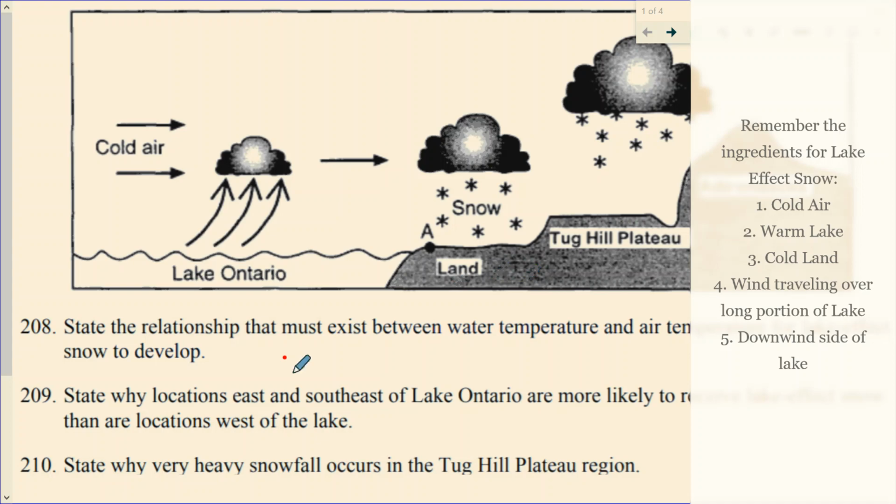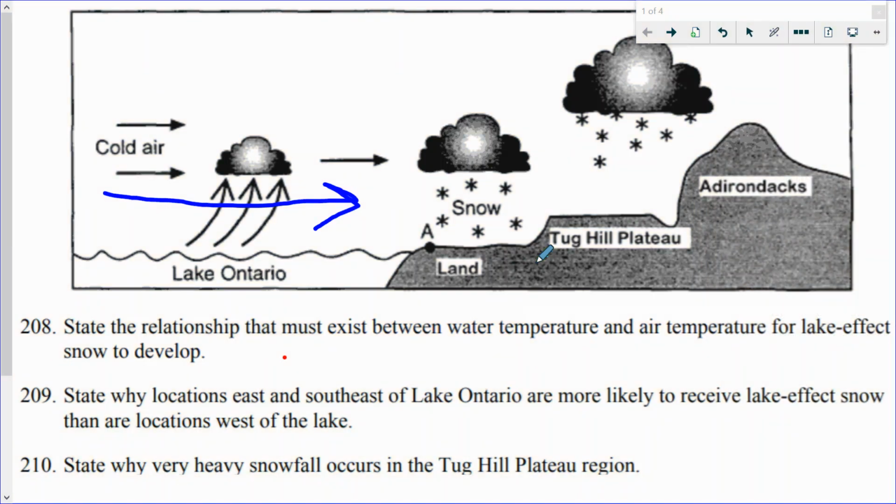Statewide, locations east and southeast of Lake Ontario are more likely to receive lake effect snow than on the west because this is the prevailing wind. This is the direction the wind usually blows. So downwind of the lake gets snow. And why does heavy snowfall occur in the Tug Hill Plateau region? Elevation. It's higher up. Higher elevations get more snow.